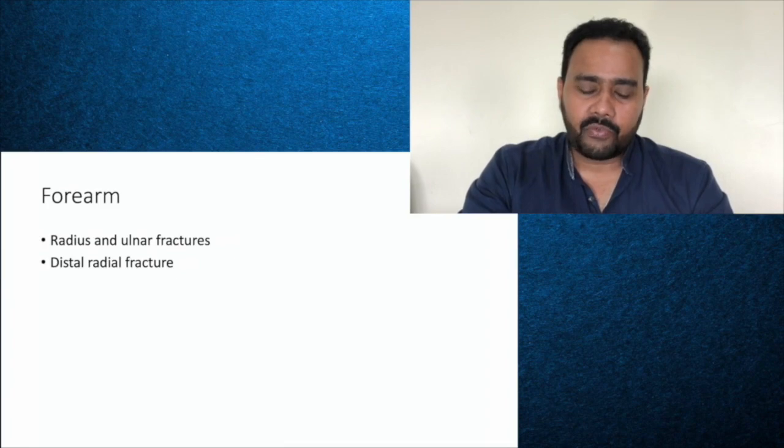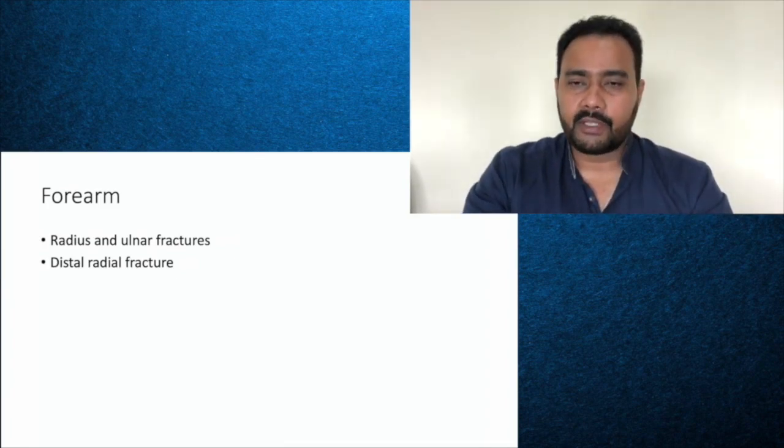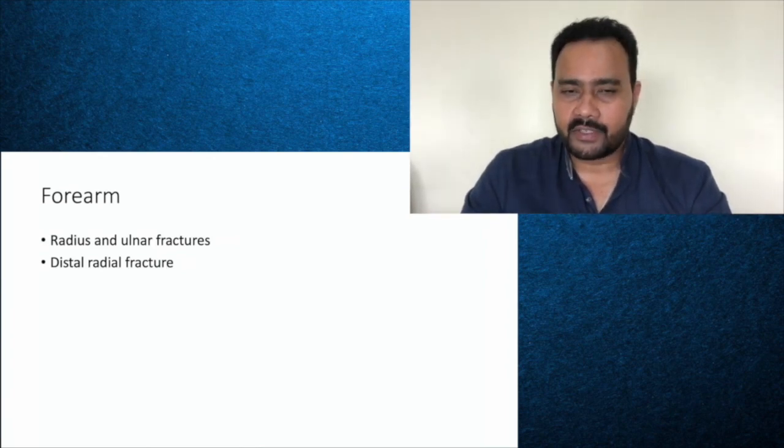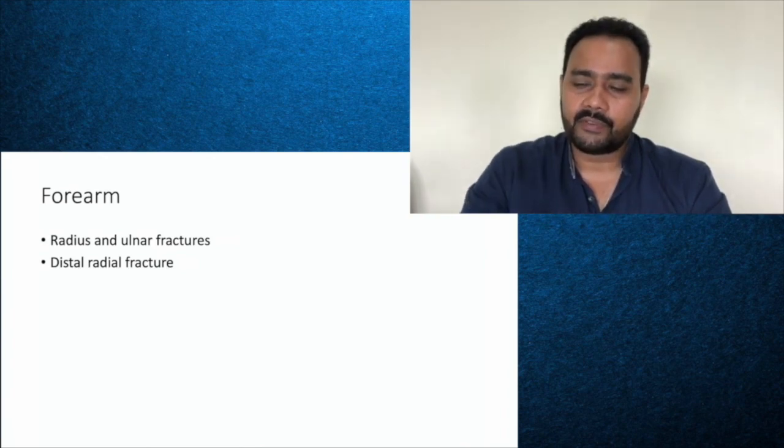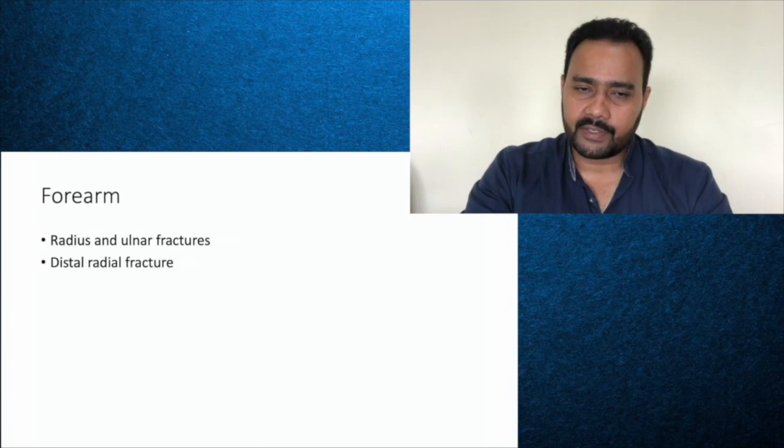Then we move to the forearm, right? We go to the forearm. So in the forearm, the most important things that we need to know are radius and ulnar fractures, as well as the distal radial fracture. What are the important things behind distal radial fracture? Okay, so that is the important thing we have to know.